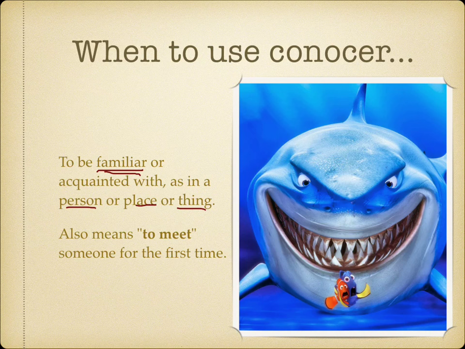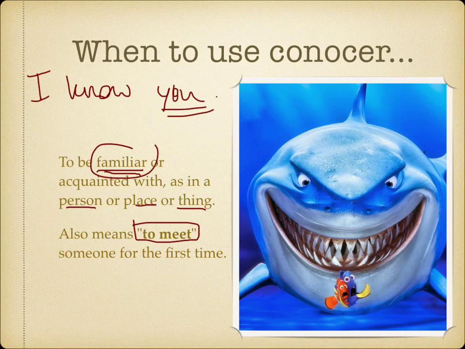For example, it also means to meet, when you meet someone for the first time. Okay? For example, in Finding Nemo, you have this giant shark. He swims up to Dory and, what's his name? I don't even remember his name. Marlin, okay? And he swims up to him and he gets to know them. He meets them for the first time. So when we say, for example, I know you, it means I'm familiar with you. I'm acquainted with who you are. Okay?